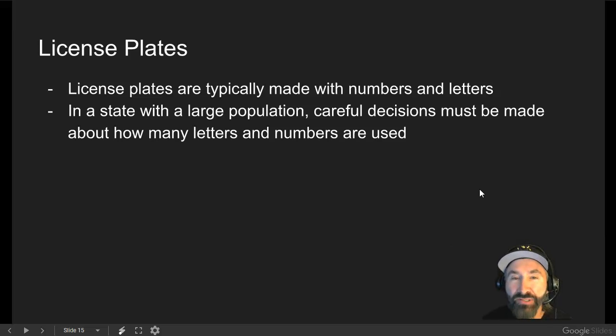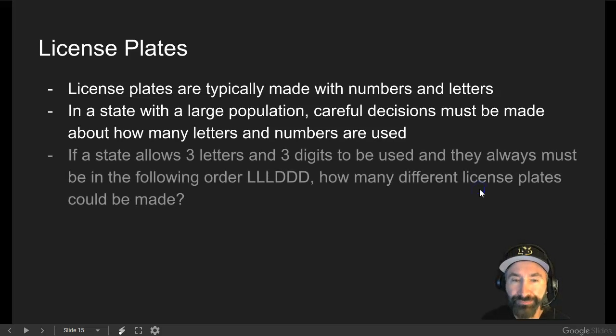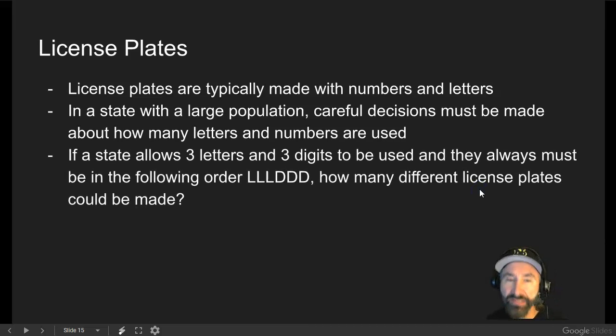So, is the fundamental counting principle useful? Yes. And can it be applied in ways that you would never guess? Absolutely. All right, so back to our situation. What are we going to do? Let's say, take a case where a state allows 3 letters and 3 digits to be used, and they must always be used in the following order: letter, letter, letter, digit, digit, digit. Okay, it's a more complicated problem if the letters and digits could be in any order, and we'll address that later. Anyways, we have this question: how many different license plates could be made?